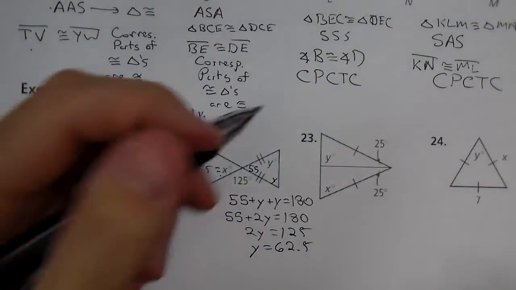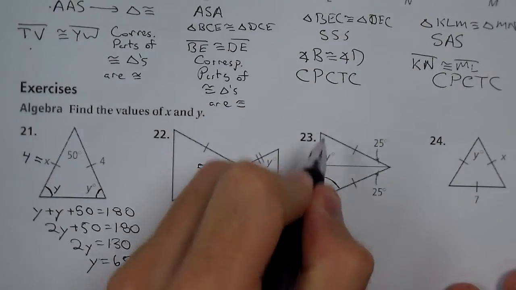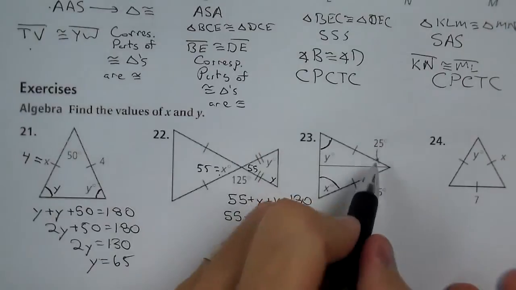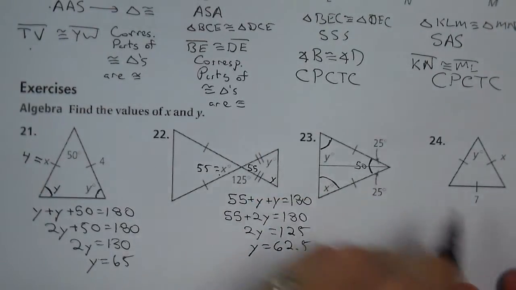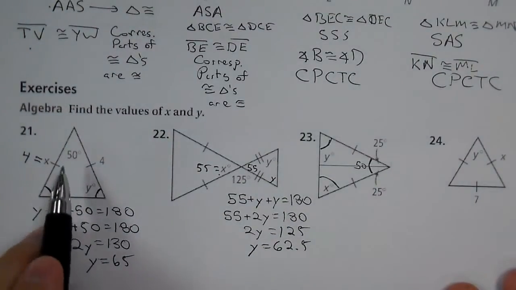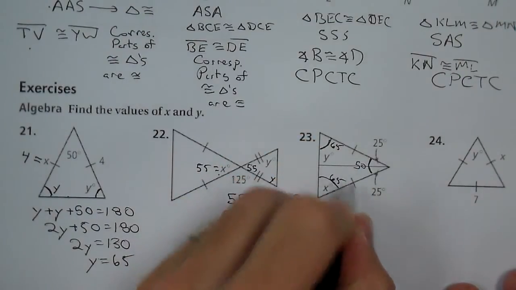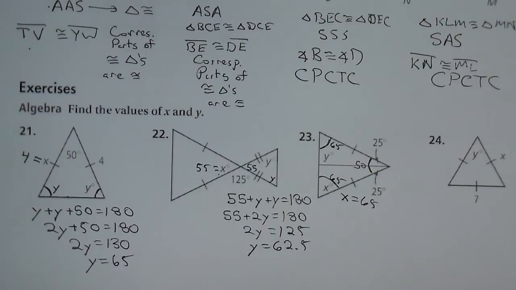For number 23, we have base angles, again congruent. So let's do this. Let's treat this as a big isosceles. So this is going to be 50 here, because 25 and 25. That means, like over here, when I had the 50, these two angles were 65. This would be 65. This would be 65. So x is 65 degrees.